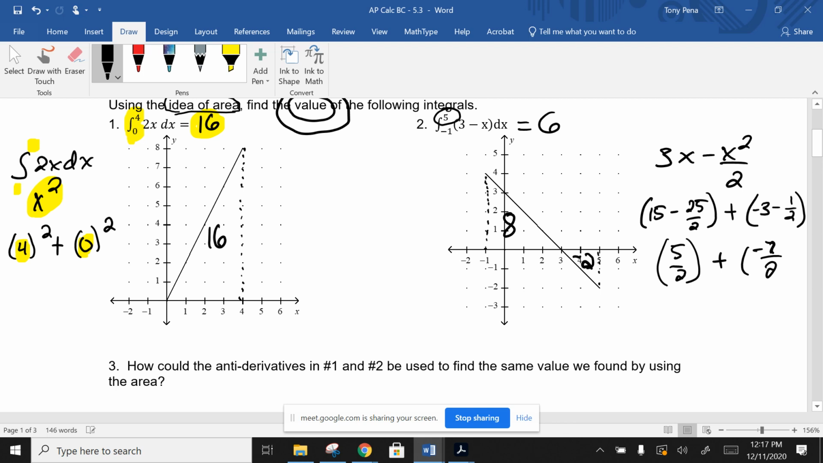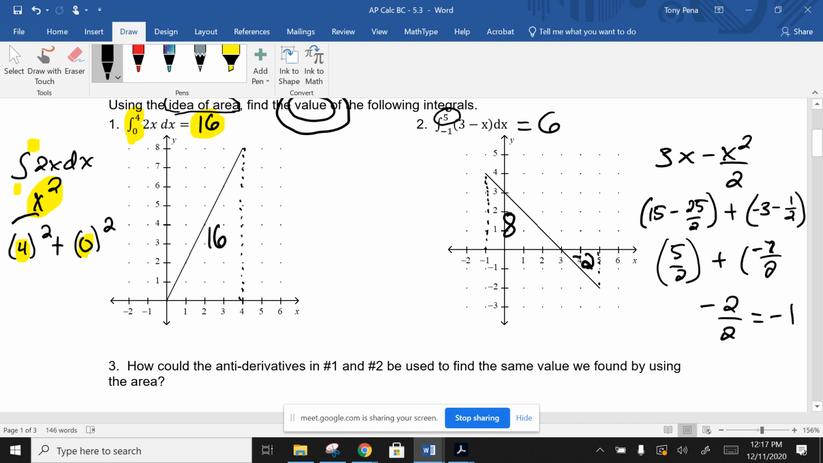So if we now add those guys together, like we did in that previous problem, that should give us a negative 2 over 2, which is a negative 1. Is that what we got by using our area? No. So we're really, really close.